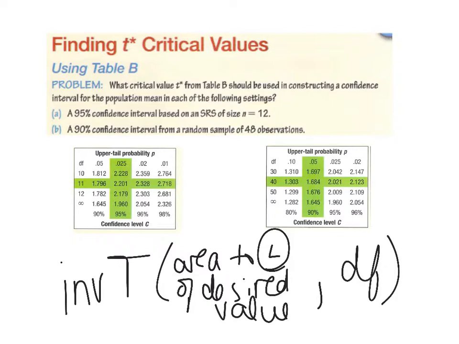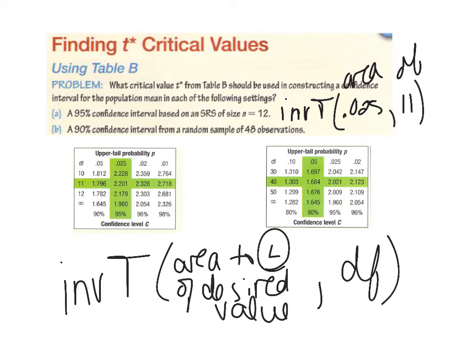So like for A, if I was finding my critical value in my calculator for A, I would have inverse T, my area would be 0.025, my left tail basically, and my degrees of freedom would be 11. And I don't have room to write out, there we go. And so if I was doing the second one, I'd have inverse T, parentheses, area 0.05, and then degrees of freedom 47, and it will spit out your critical value of t.